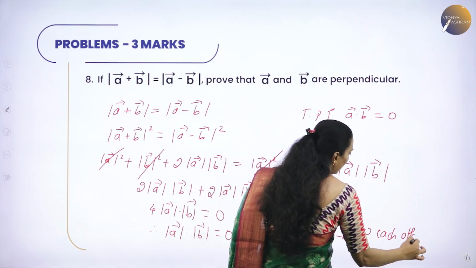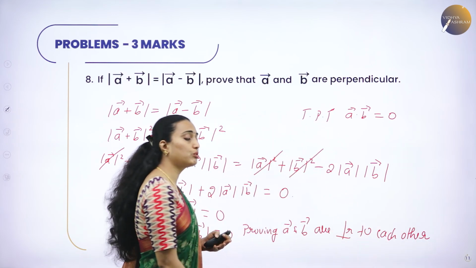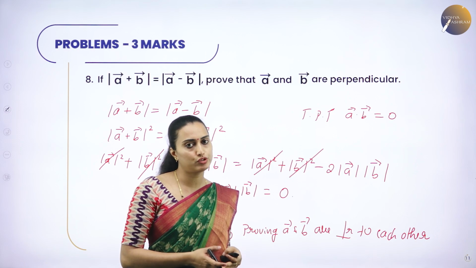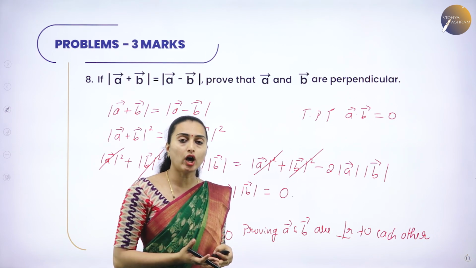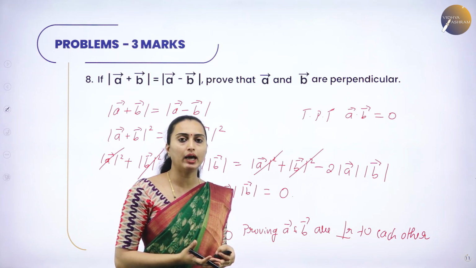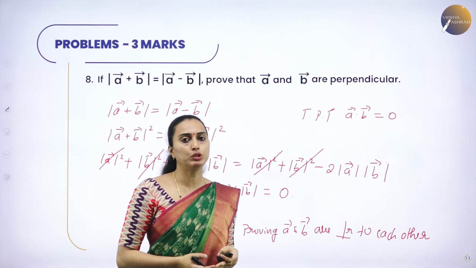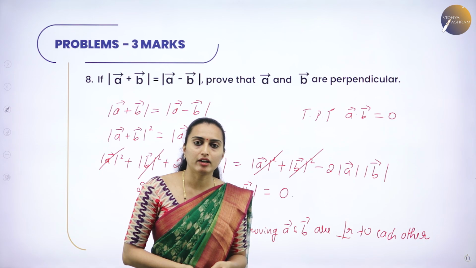That's it. So if they ask you to prove parallelism, then you have to prove the cross product is equal to 0. If A vector cross B vector equals 0, then they are parallel to each other. If A vector dot B vector equals 0, then they are perpendicular to each other.